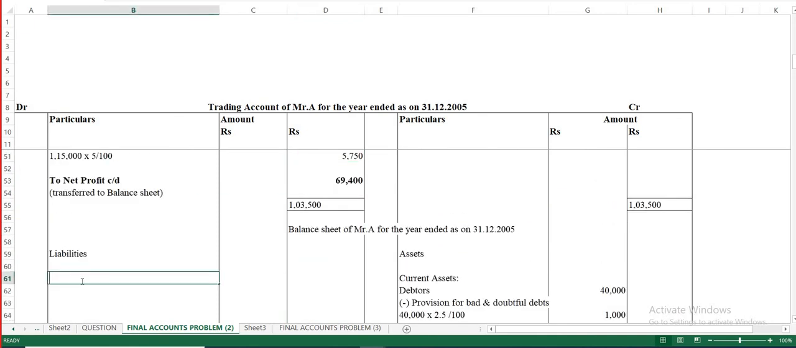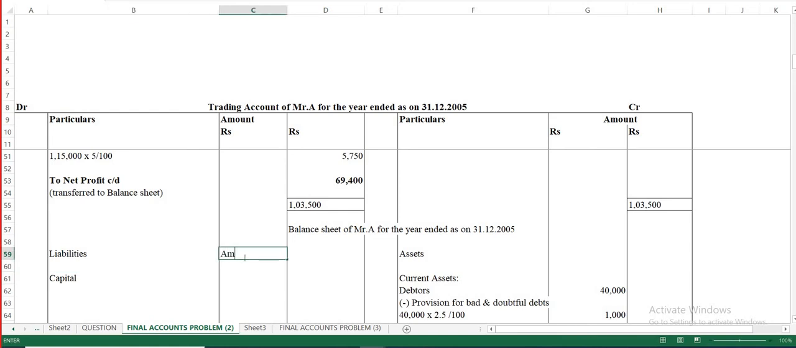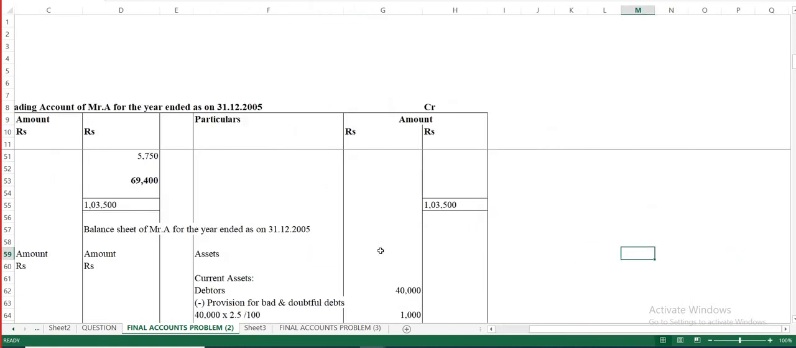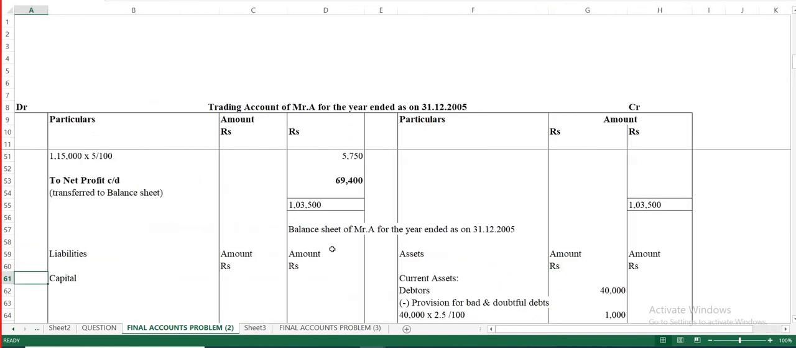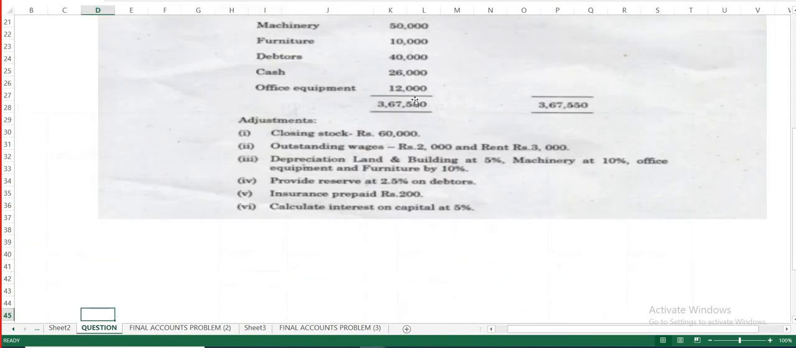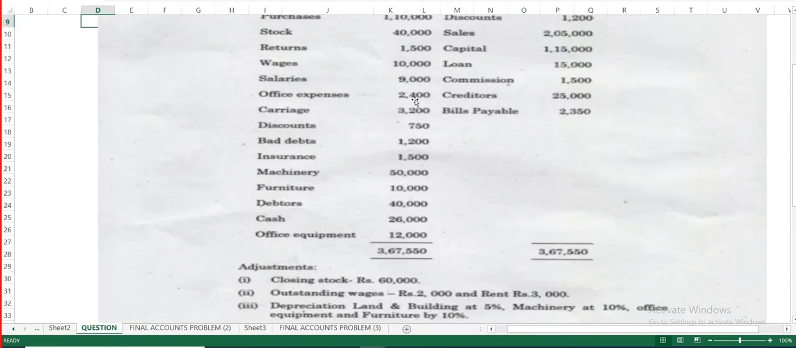Okay, so capital will be the first item. So mention amount, all those things here, rupees, you don't just skip that. So mention rupees here, again rupees, amount, everything you just give it up here. So don't forget, as per format, you have to write. Okay, so we are moving to the capital. Find out the capital amount whatever is given in the question, trial balance.